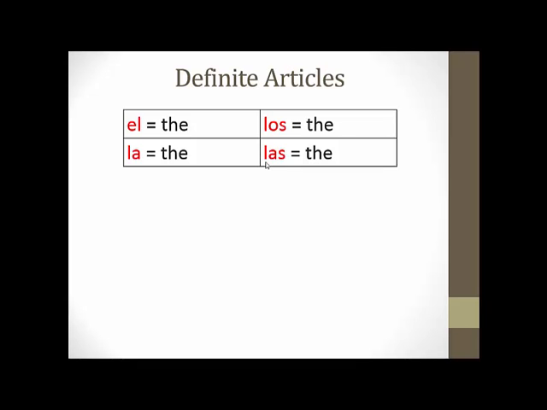Notice the word el does not have an accent mark. If it did, it would mean he. So keep that in mind. If you put the accent on, it means he. If you leave it off, it means the.